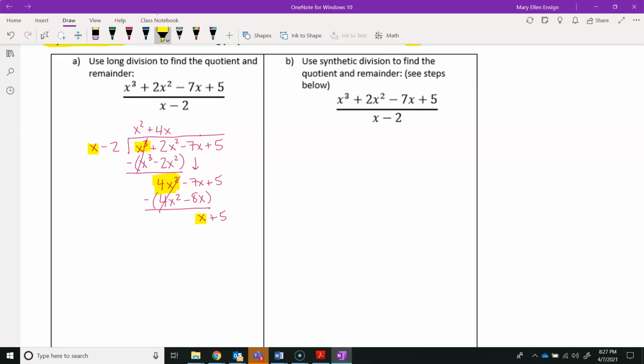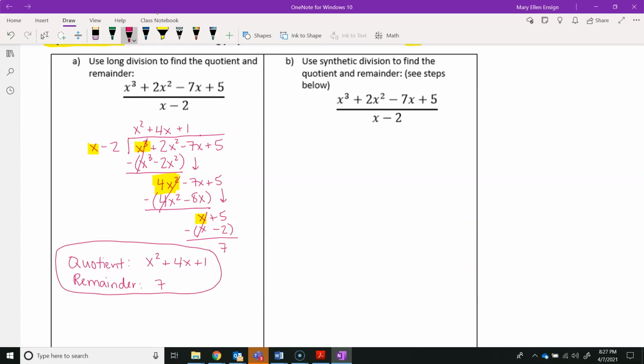And then I just brought that 5 down. Then x times what is x? Well, it's just positive 1. So 1 times x is x. 1 times negative 2 is negative 2. Again, we subtract. This cancels out. 5 plus 2. This time we do have a remainder. So our quotient is x squared plus 4x plus 1. Our remainder is 7.